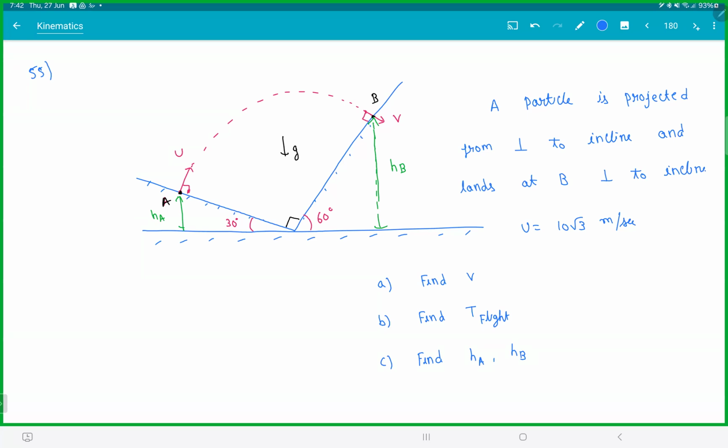So there are two inclines, 30 and 60. Both are perpendicular to each other. Gravity is there as usual. You're launching with speed U perpendicular. You're landing on the incline perpendicular. You're launching with U and you're hitting with V. You know the value of U. Find V, find time of flight, find HA, HB. HA, HB are the heights of the two points from the ground level.